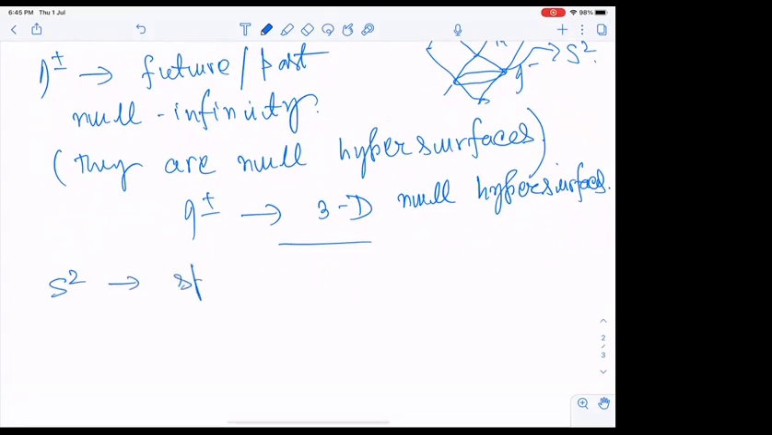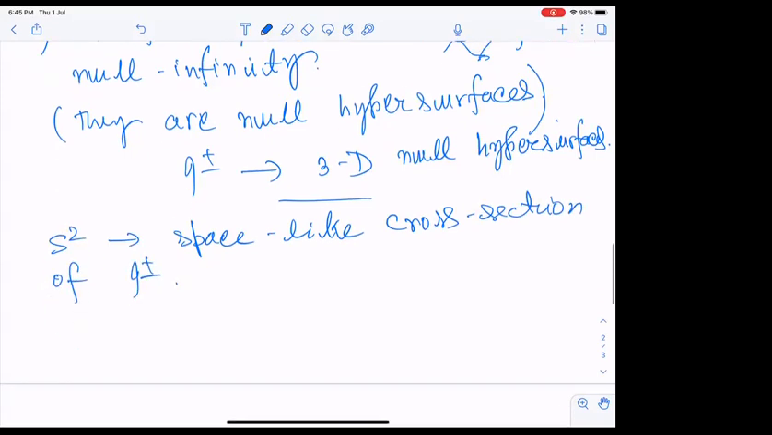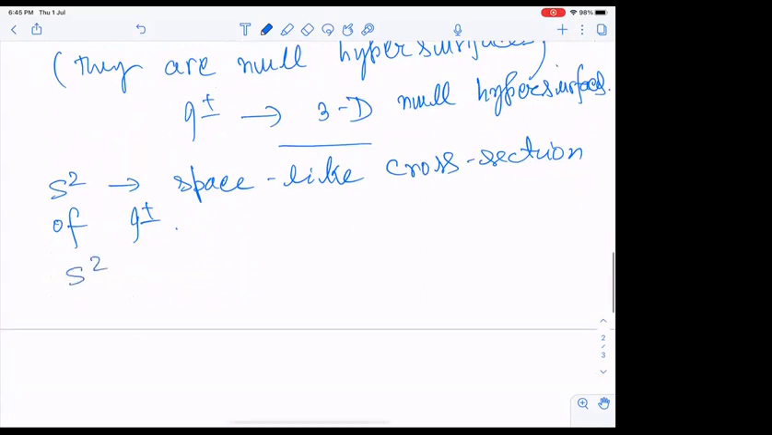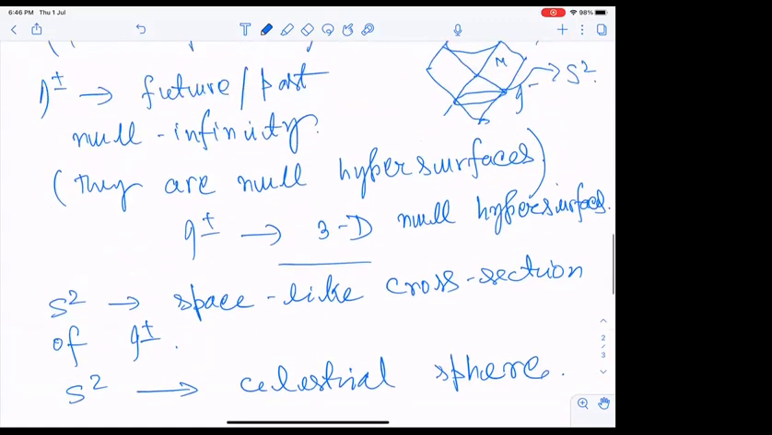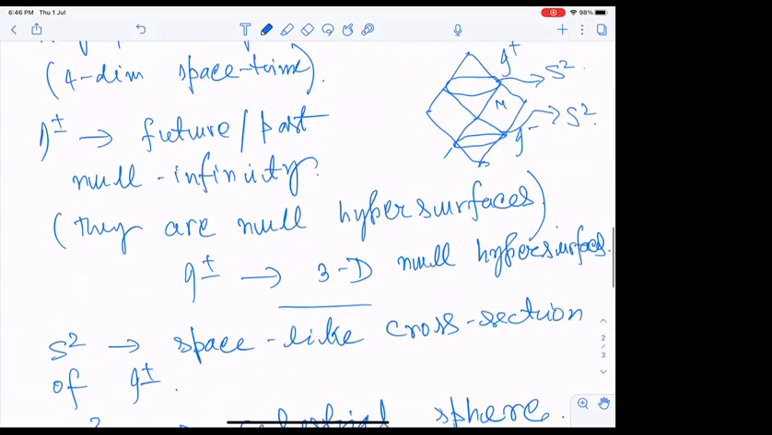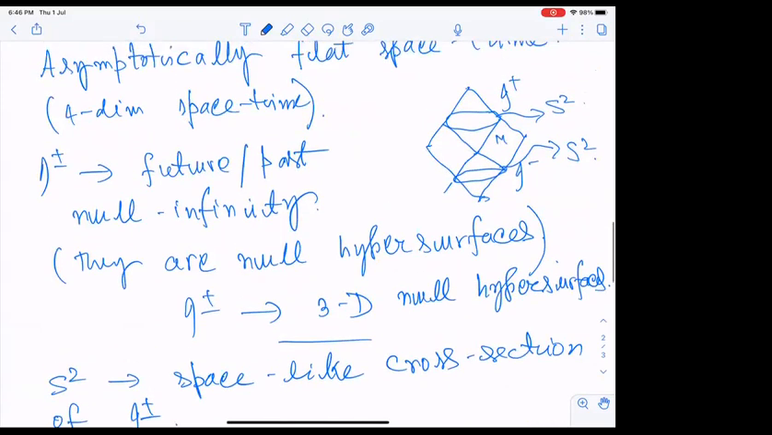So this S2 is a space-like cross section of scri plus minus. And the point is that this S2 is also known as the celestial sphere. So this is future, this is past.